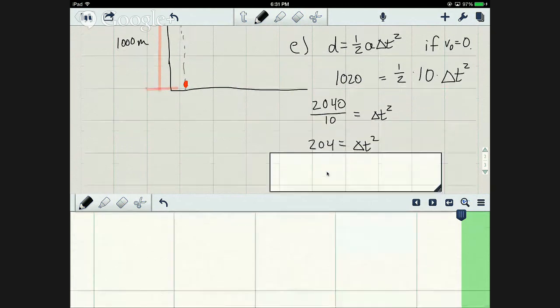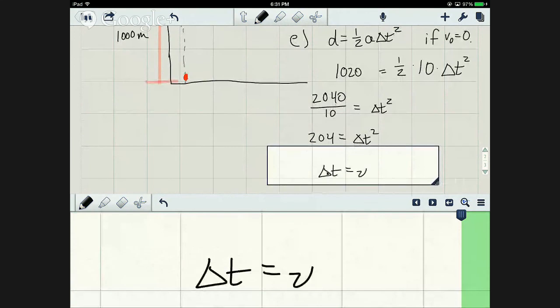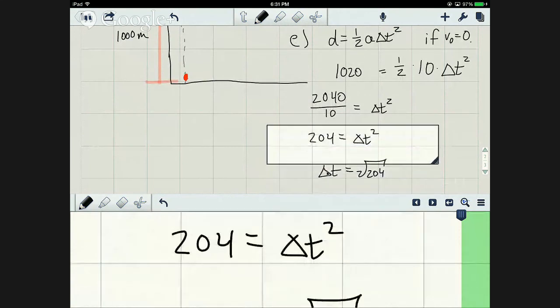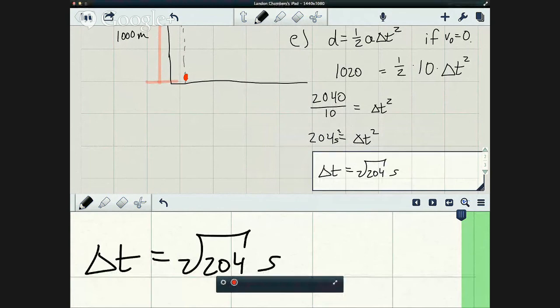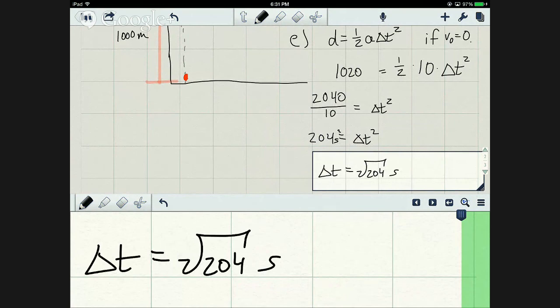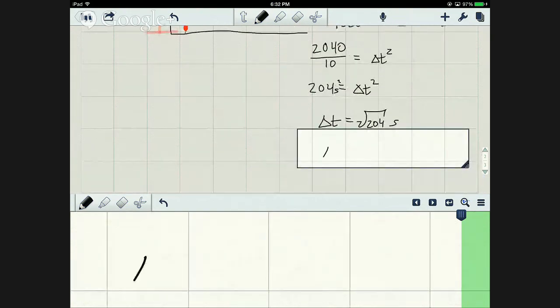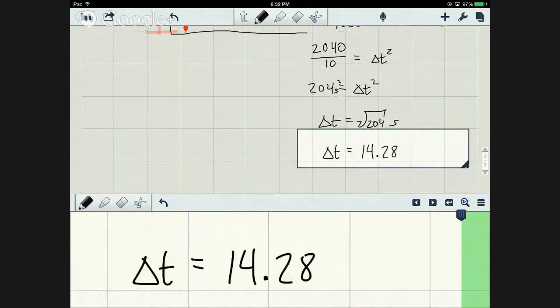And so delta t is the square root of 204 seconds squared. Okay, gonna do a quick calculation. Square root of 204, let's see here. Square root of 204 is 14.2828 seconds. We'll say about 14.283 seconds.